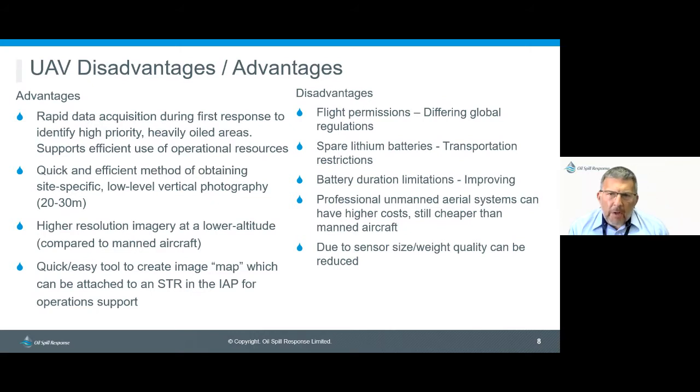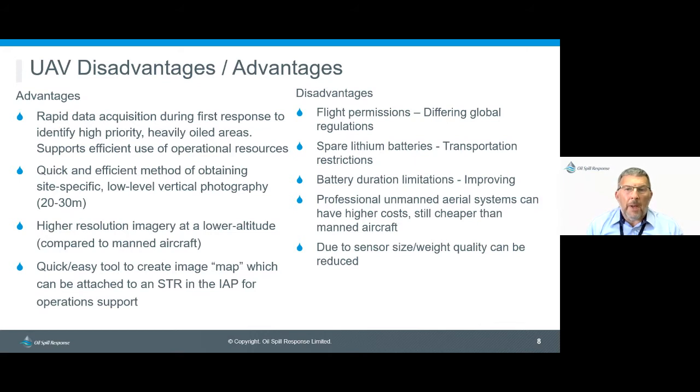It does have its disadvantages. Flight permissions differ depending on where you are in the globe, and they can be quite complicated, and they can take quite some time to get those flight permits and clearances in place. So I think as time moves on, the technology improves and the regulation catches up with it. I think that it just makes UAVs more and more useful.